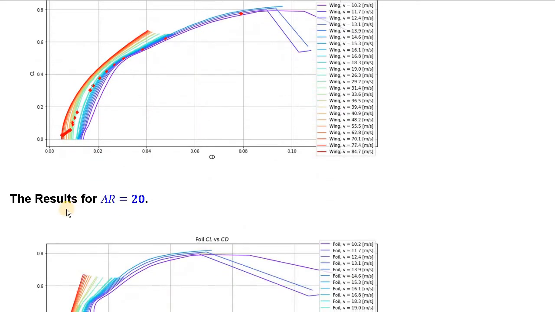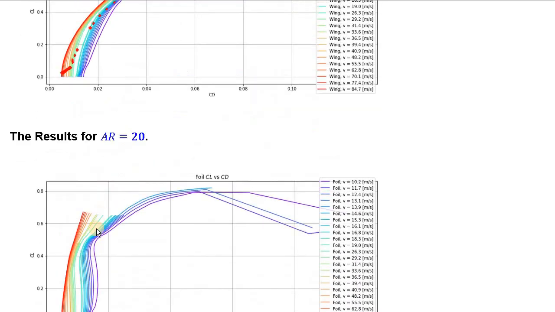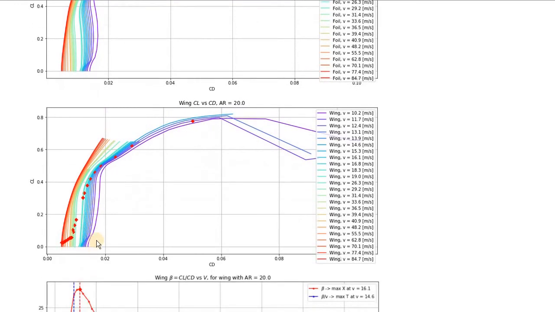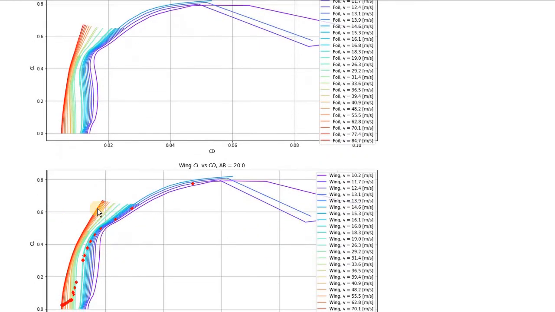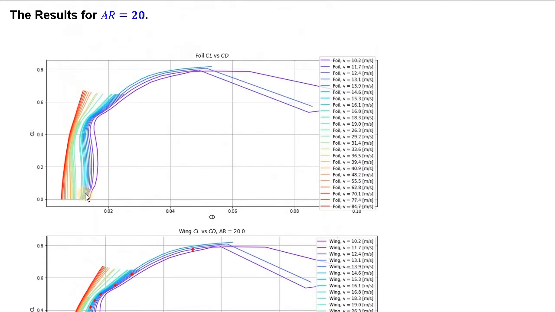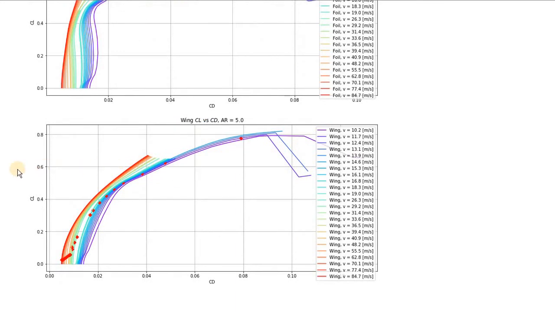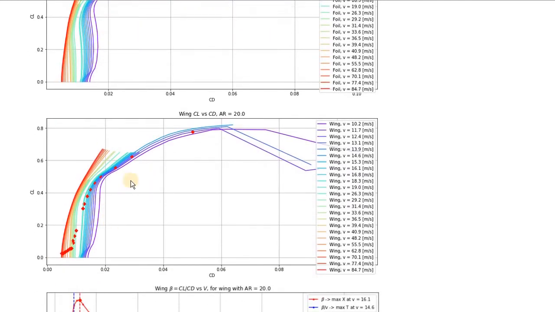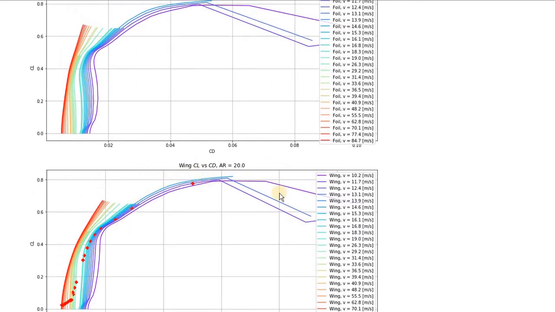And now let's go to the aspect ratio 20. So we have a longer wing in that case, and again the same graph for the 2D foil. The same graph is here, nothing changed. But here's the wing, and we know that the angle at which those curves are rising is a bit higher. So we have less drag than we had in the previous case. For the aspect ratio of 5, we have more drag than for the aspect ratio of 20. So again, we got the same points for each speed.